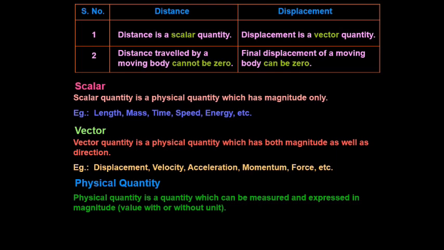A physical quantity is a quantity which can be measured and expressed in magnitude. That is called a physical quantity. But is there any non-physical quantity? Oh yes, non-physical quantities are also there.